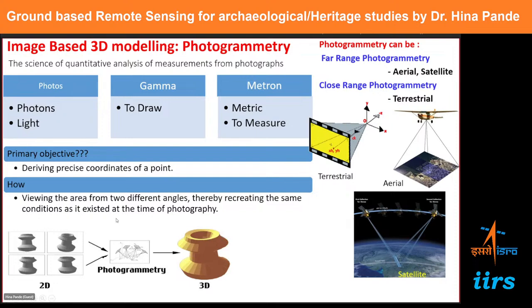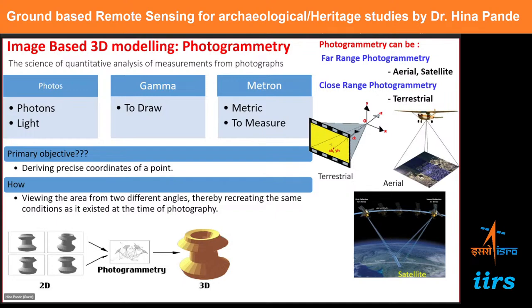Now, how is this done? We do this by viewing the area from 2 different view angles, and thus we recreate the same conditions as they must have been when the photograph was taken. So an impression or a virtual 3D model is created with the help of instruments or software. If you notice, in everyday life also we use 2 eyes to look at objects and then we get depth perception. So the same concept is applied here.